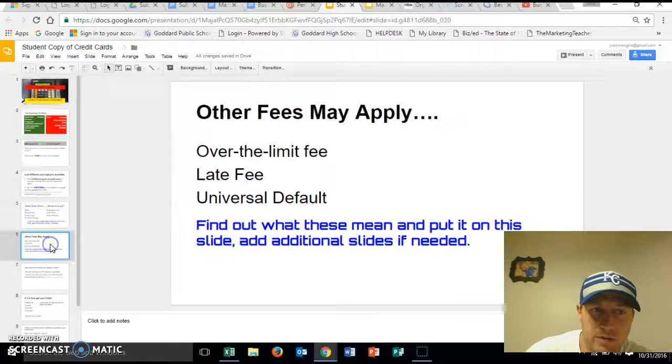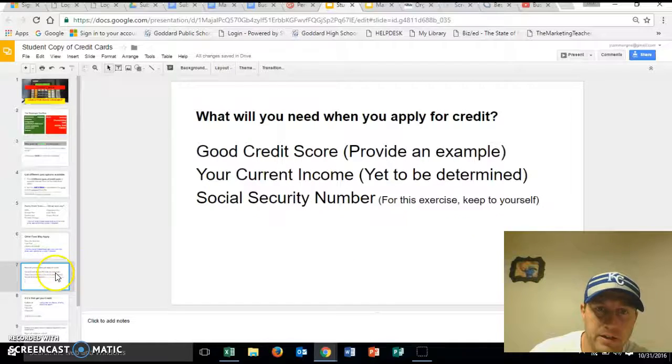After you do that, you're going on to the next slide. Other fees may apply. What are these things? Over the limit fees, late fees, universal defaults. Find those out as well. The next slide, what will you need when you apply for credit? What is a good credit score? Find me a chart that shows what a good credit score and a bad credit score is, and plug that picture in here.